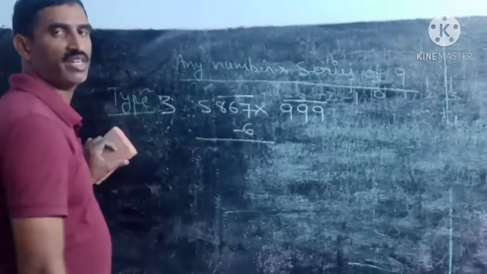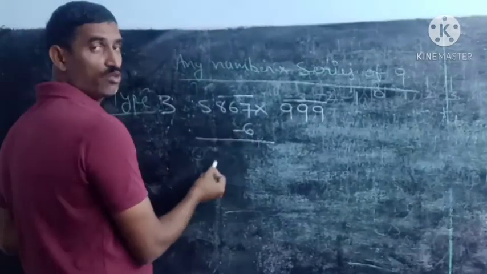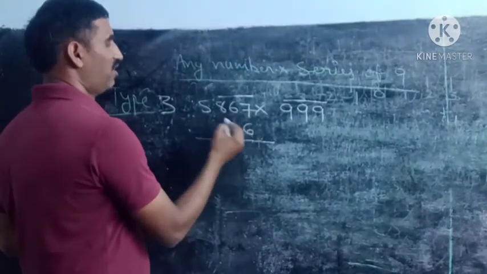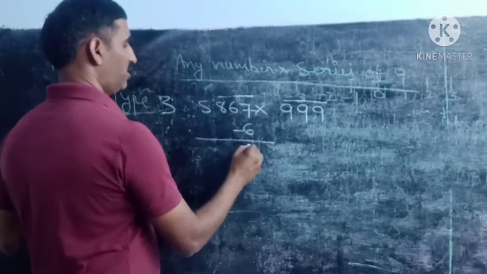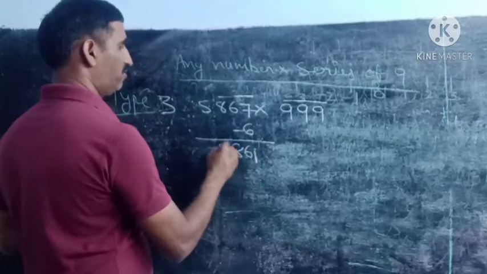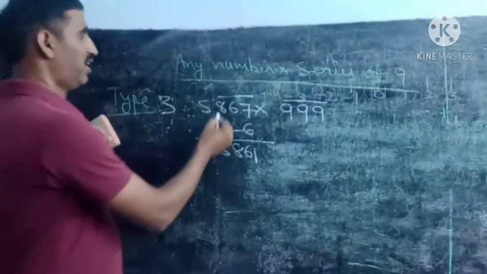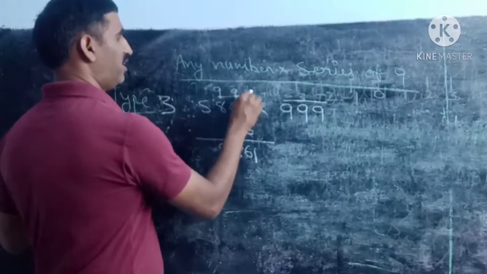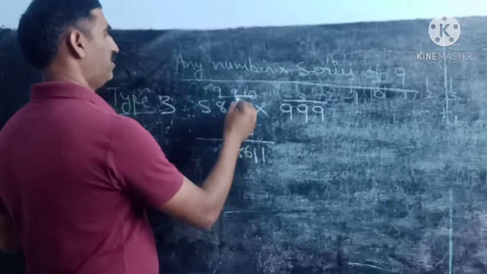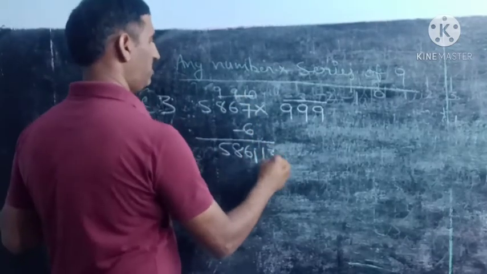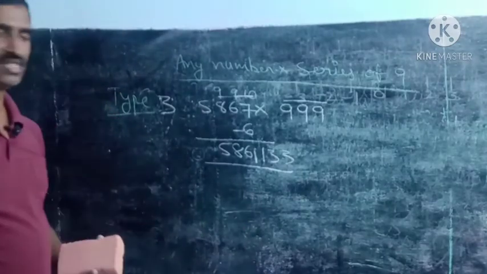5867 subtract 6. Always remember: 5, next number, 5 plus 1, 6 you should write here. Subtract from this: 5867 minus 6. 7 minus 6 is 1. 6, 8, 5. Next write the complement of this, 867. 9, 9, 10. 9 minus 8 is 1. 9 minus 6 is 3. 10 minus 7 is 3. This is the answer: 5861133.